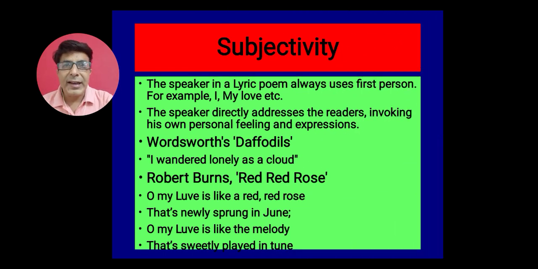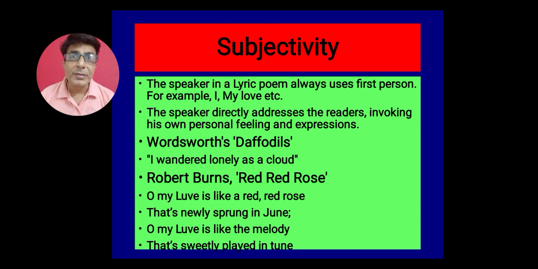Another important characteristic of lyric poetry is subjectivity. Subjectivity means personal by nature. Lyric poems are personal poems. Why? Because here the poets express their own emotions, and that is the reason why they are known as personal poems, they are known as subjective poems.